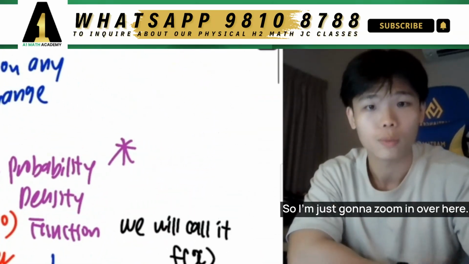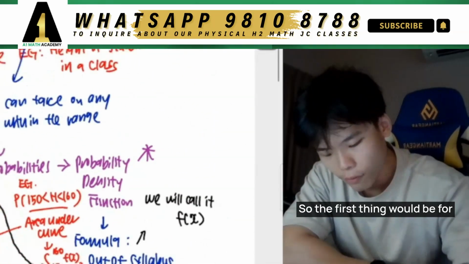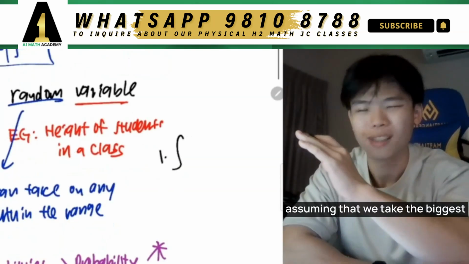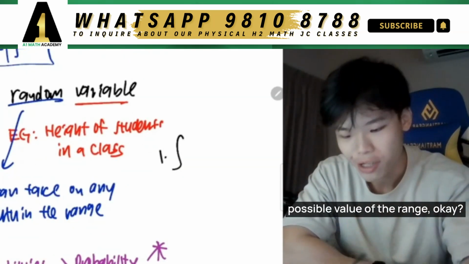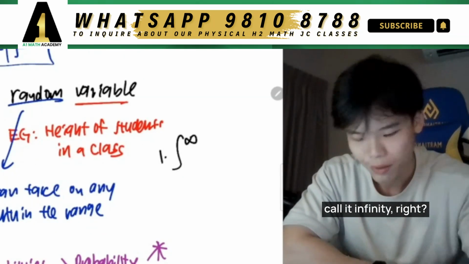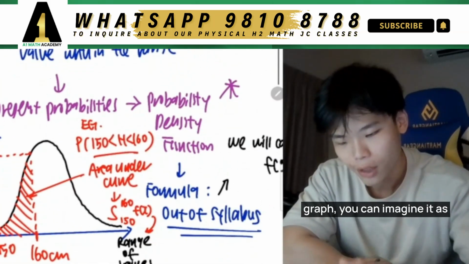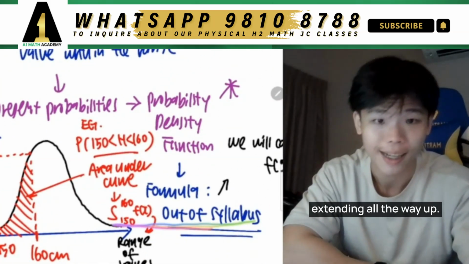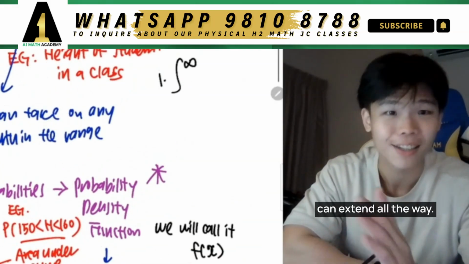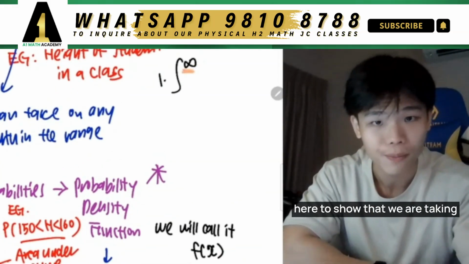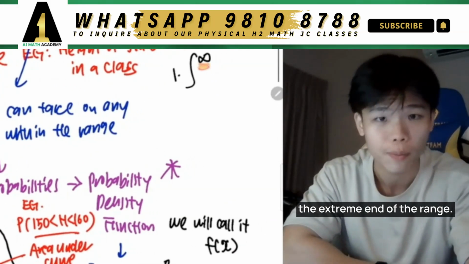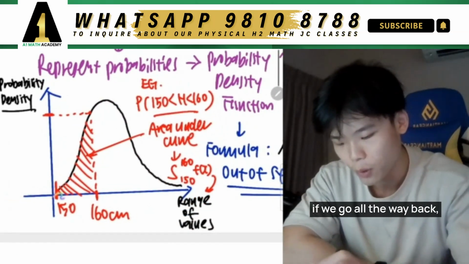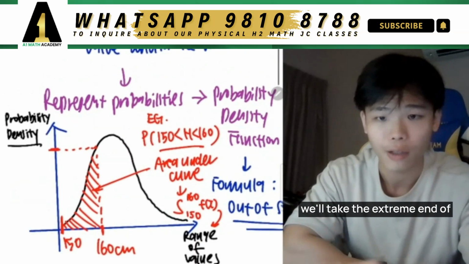So I'm just going to zoom in over here. The first thing would be for this graph over here. When I integrate the graph, assuming that we take the biggest possible value of the range, I'm just going to call it infinity, because effectively, you can imagine this graph extending all the way. So I'm just going to put infinity over here to show that we are taking the extreme end of the range. And if we go all the way back, we'll take the extreme end of the range over there as well.